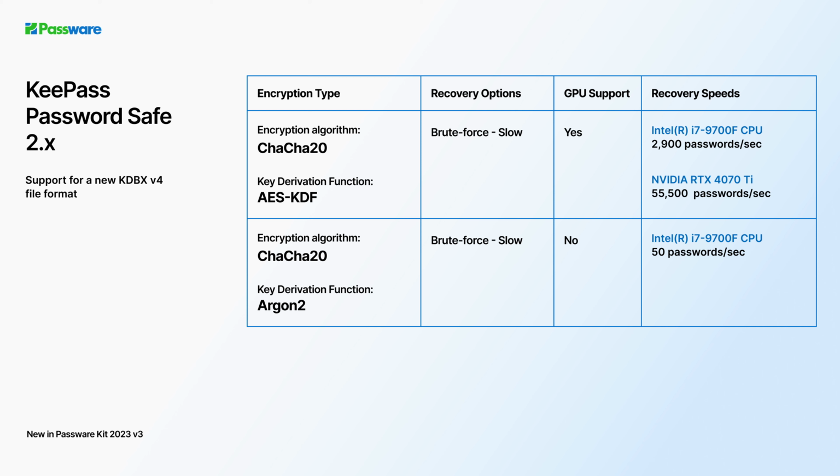Finally, Passware Kit now supports the latest version of KeePass password safe, KDBX version 4 format. It can use SHA-20 encryption algorithm to protect password manager databases. GPU acceleration support varies depending on the key derivation function chosen by the user during the KeePass setup process.